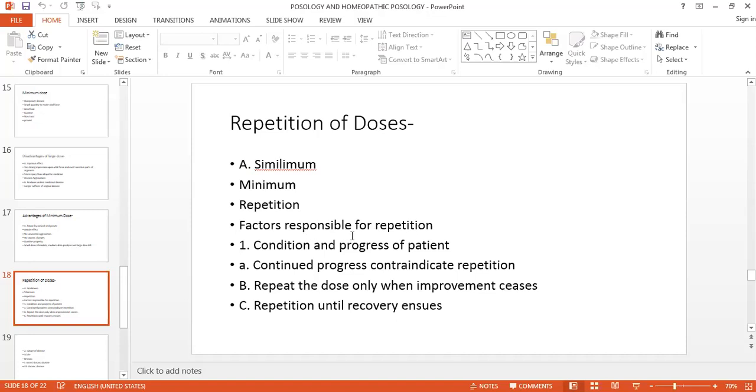Then we have seen the factors which affect the repetition. Condition and progress of patient. If the patient is feeling better, then we cannot repeat it. If the patient is in a standstill condition, or the patient is not improving, or the improvement ceases, then we have to repeat it. And we can also repeat in case of incurable diseases, or in the secondary manifestation only for palliation, we can repeat our medicine in the lower potency so that the patient will get some relief. So all these we have completed in the repetition of doses.